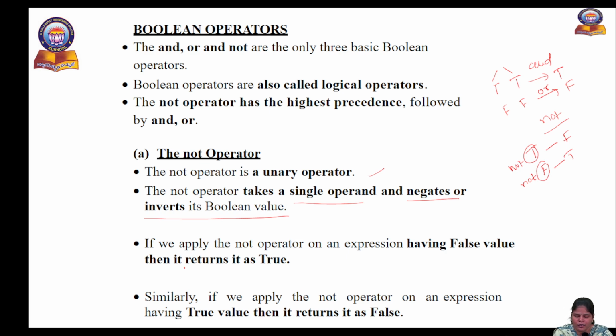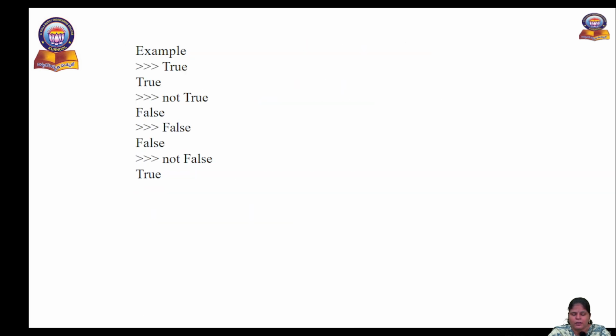So if we apply the NOT operator on an expression having a false value, then it returns a true value. Similarly, if we apply the NOT operator on an expression having a true value, it returns a false value. So it will negate or invert the value. It will give the opposite value as an output. So for example, not true gives the output as false, not false gives the output as true, right?